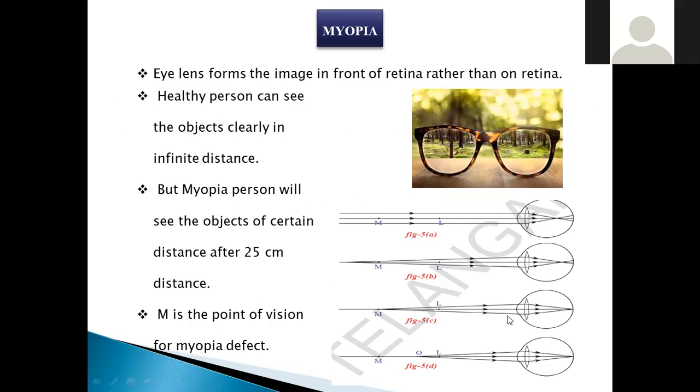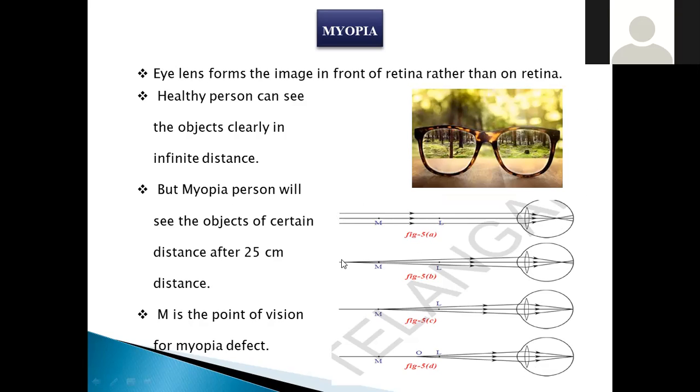Okay, so here 4 pictures are provided to you. Among the 4 pictures, let us take the first condition. If the object is far distant from the human eye, the picture is captured in front of the retina but not on the retina. In front of the retina you can capture the picture.